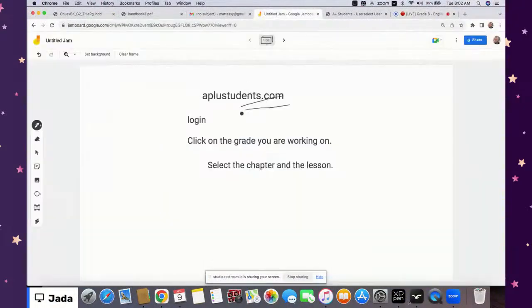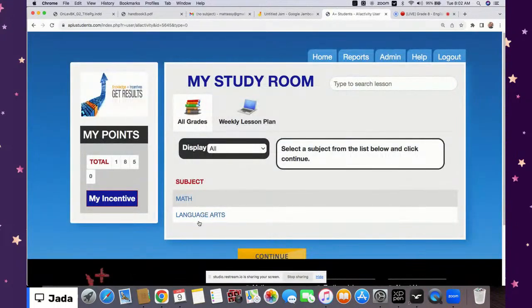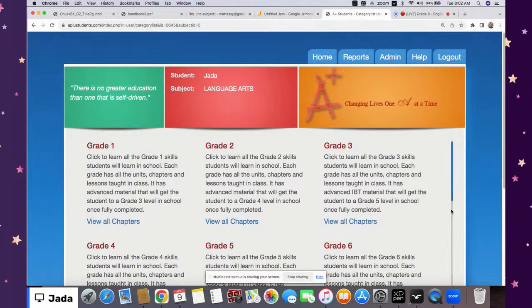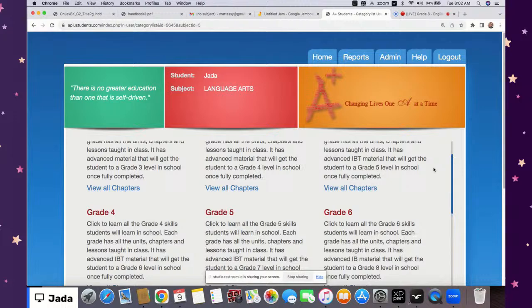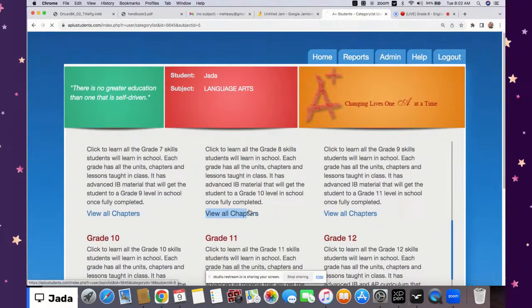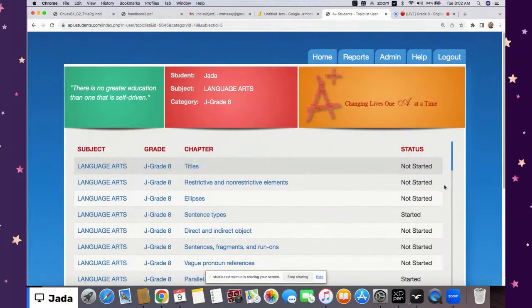So, today we will be having addresses, but first off, log in using aplusstudent.com, input your name and your password, then scroll down to wherever your name is and click on your name. Then move on to language arts and grade 8. So today we're having addresses.